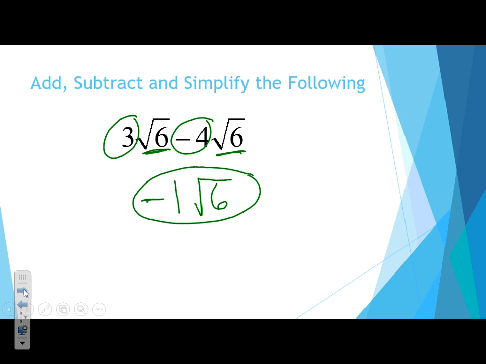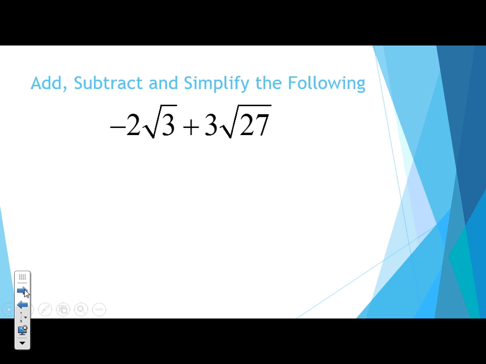Alright, moving on. We have 3 more examples and then we are done for the day. Here we go. We have a negative 2 square root of 3 plus 3 times the square root of 27. Alright, here we have a problem. 3 and 27 are not the same thing. But we do know that there's a perfect square that goes into 27, so we're going to break that down.